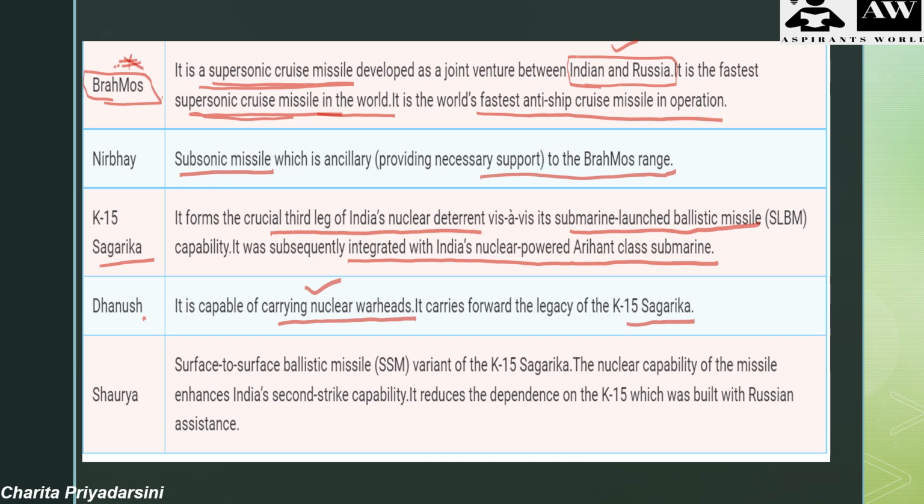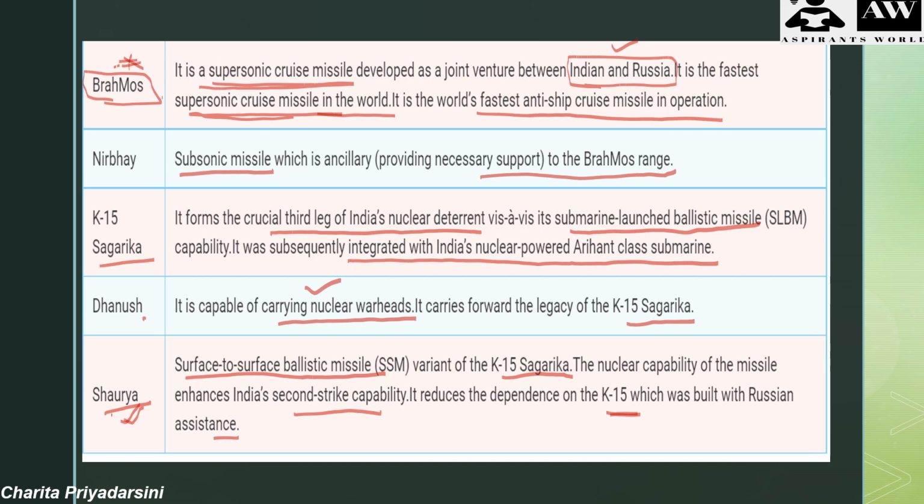And the Shaurya, on the other hand, is a surface to surface ballistic missile category, and it is one of the variants of the Sagarika K-15. The nuclear capability of this missile enhances India's second strike capability, and it reduces the dependency on the K-15, which was built with Russian assistance. So the Shaurya we are developing completely with Indian self-dependency. So we want to reduce the Sagarika dependency because we have the Russia partnership under that.